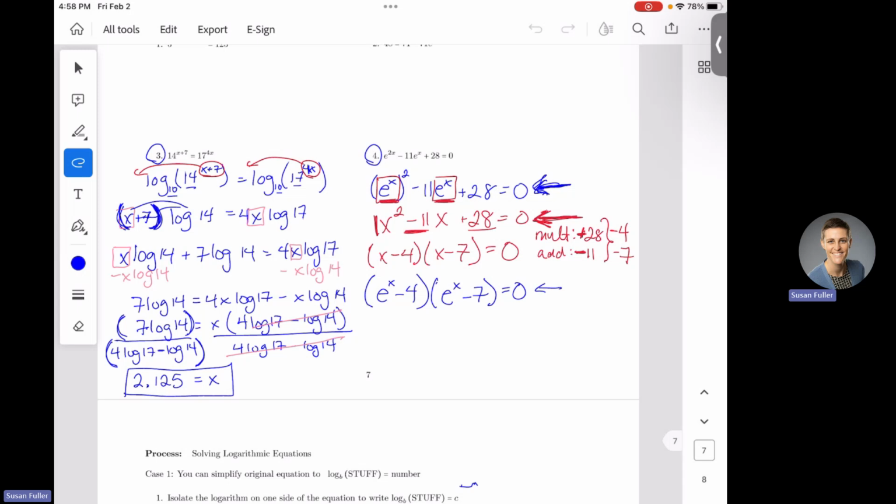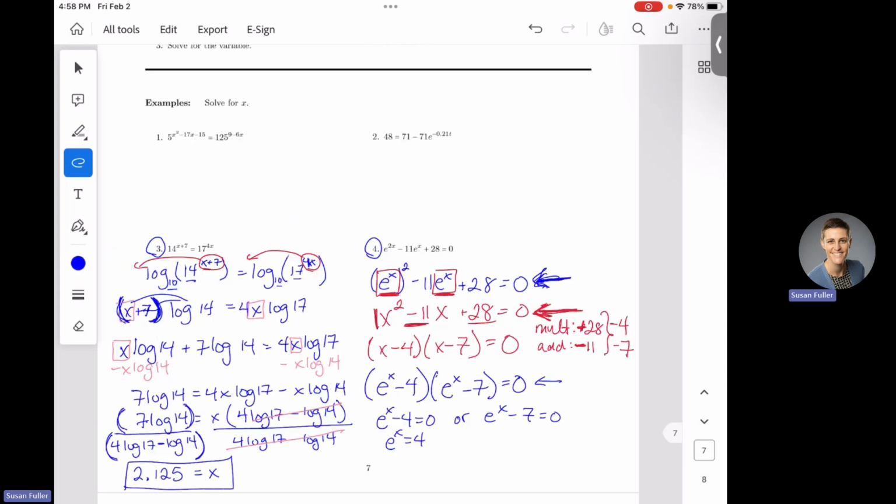And so now we can still use the zero product property to say, I've got two things multiplying to 0. One of them has to be 0. So either e to the x minus 4 equals 0, or e to the x minus 7 equals 0. If e to the x minus 4 is 0, that means e to the x equals 4. To solve that, that's an exponential equation.